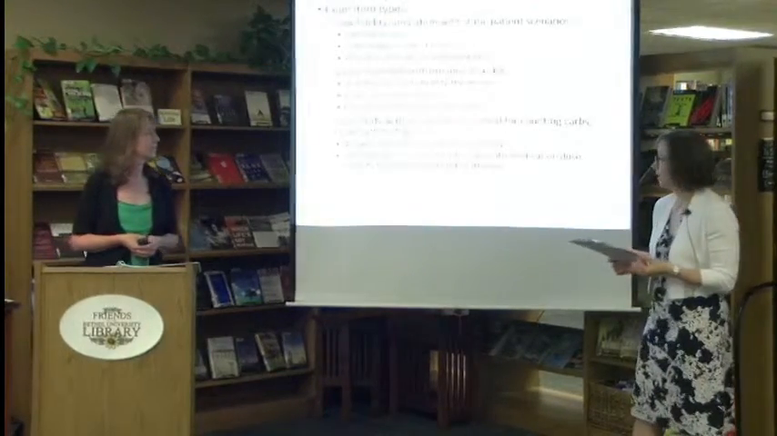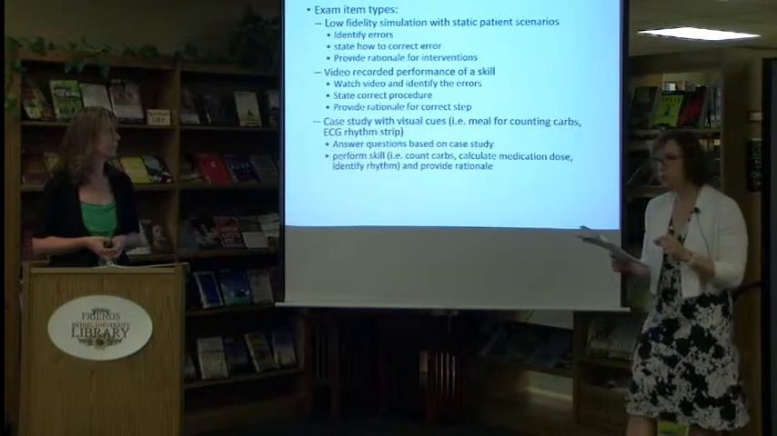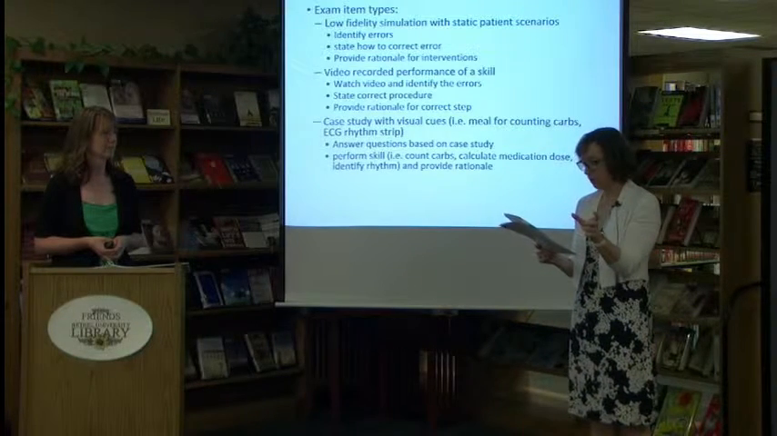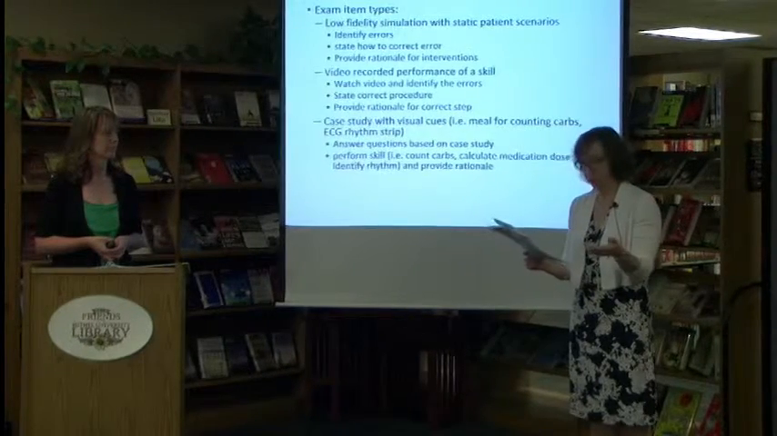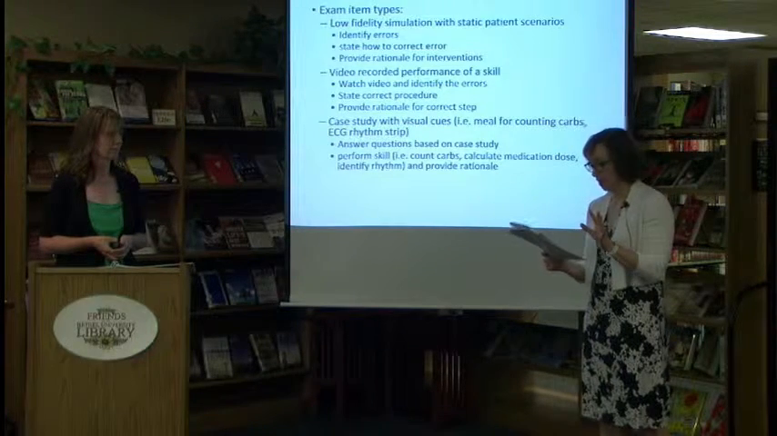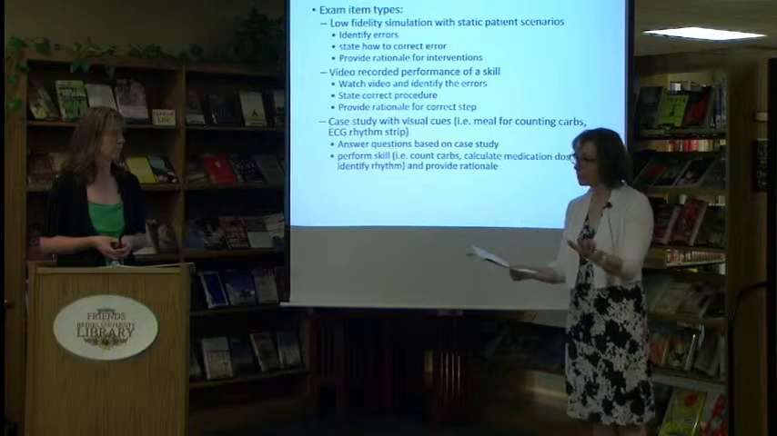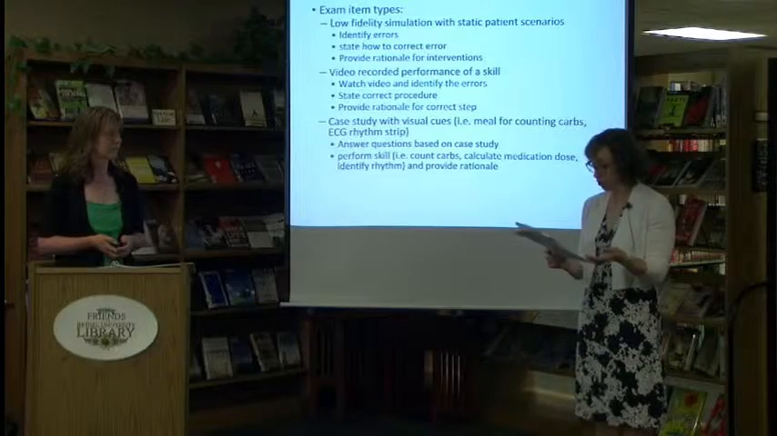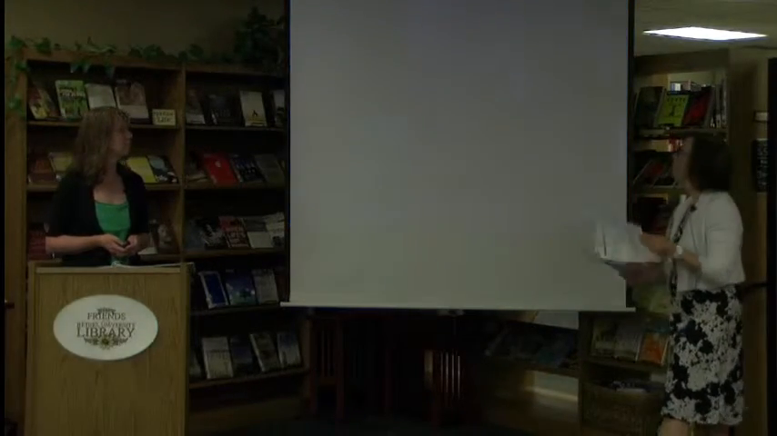A third item type is a brief case study with visual cues. The visual cues may vary from a printed ECG rhythm strip, a medication administration record, or a prepared meal tray. Students must perform the skill that's described in the case study. For instance, they may need to count the number of carbohydrates on that prepared meal tray, or calculate a medication dose. Again, they have to provide the rationales for what they describe.